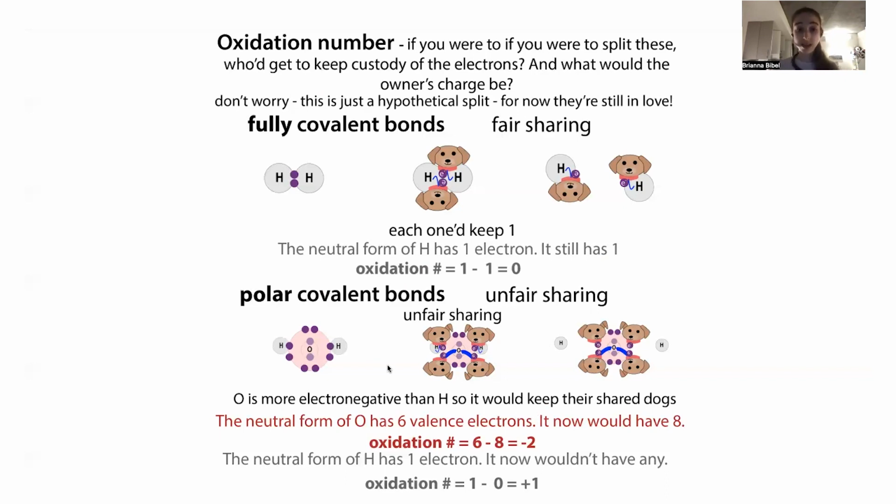What about the hydrogen? The neutral form of hydrogen has 1 electron, in its single shell, so it has 1 valence electron. In this case, it would end up with 0, so it would have an oxidation number of +1. Even though we're not actually splitting these up, we can still assign them these hypothetical charges. In this case, we call these hypothetical charges their oxidation number.